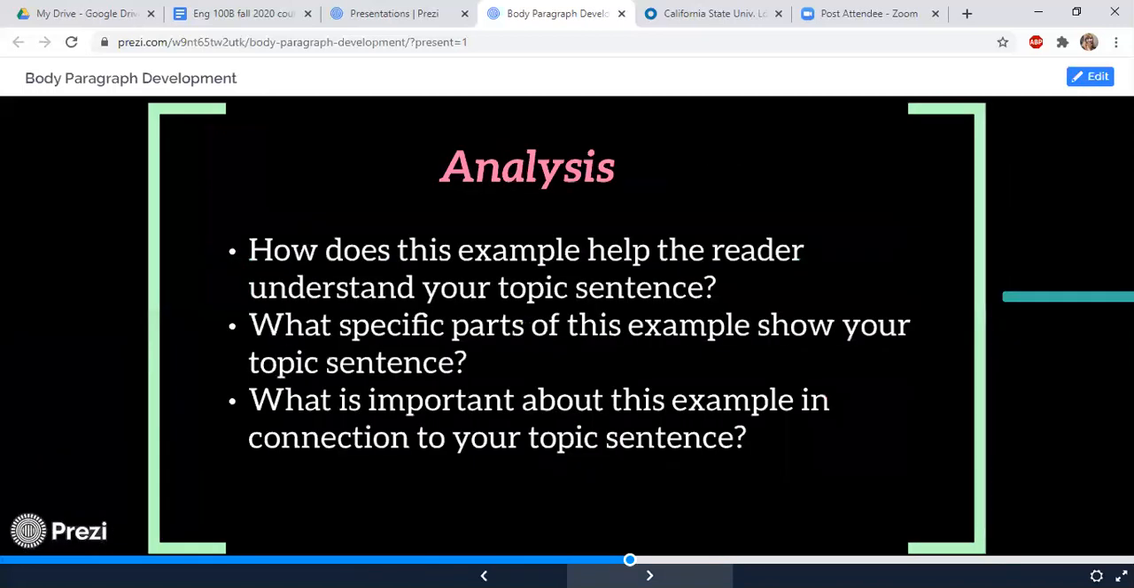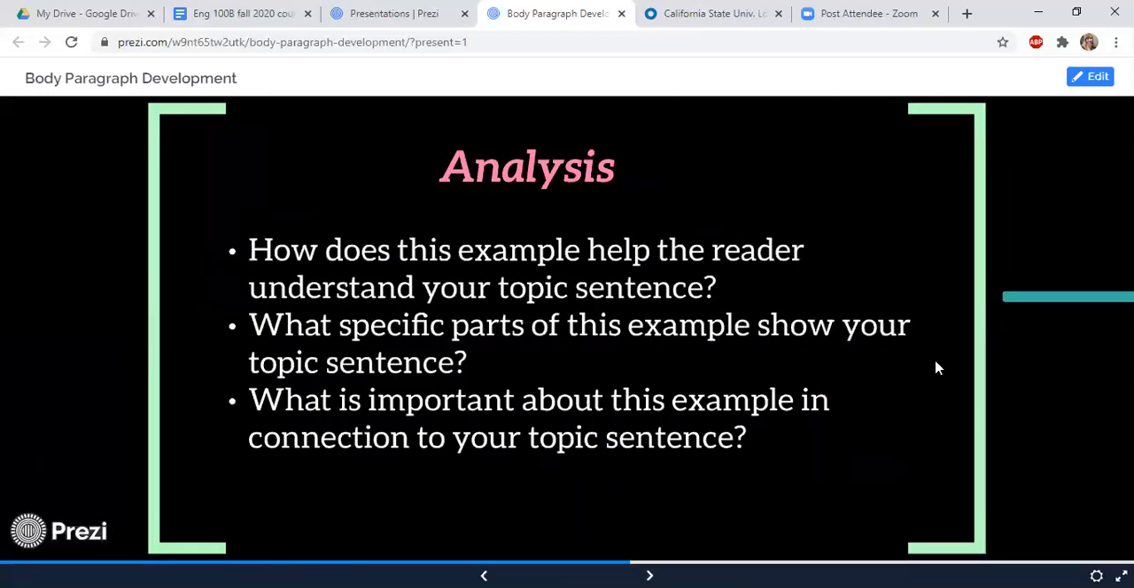Now for analysis, these are just some questions you can keep in mind when you're developing your explanations and your specific analysis for why an example is relevant and significant to the topic, okay? So one question is, how does this example help the reader understand your topic sentence? How, right? That's the key word. So you want to come up with different reasons for why this example is, one, relevant to your topic sentence, two, why is it important, right? And three, how does it show the topic sentence, okay?